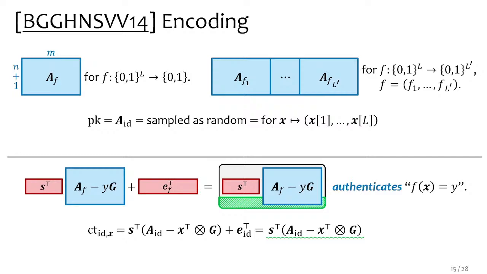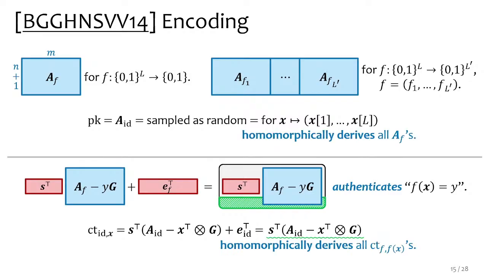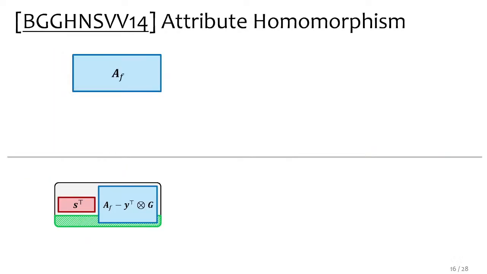And the idea of these encodings and these matrices is that you can derive from the identity function to any function, and you can derive from the encoding of x equals x to f(x) equals the evaluation result of f on this input. So this is captured in this homomorphic evaluation procedure.